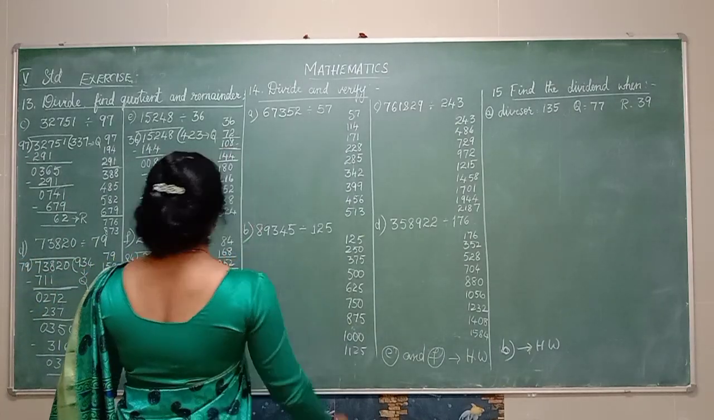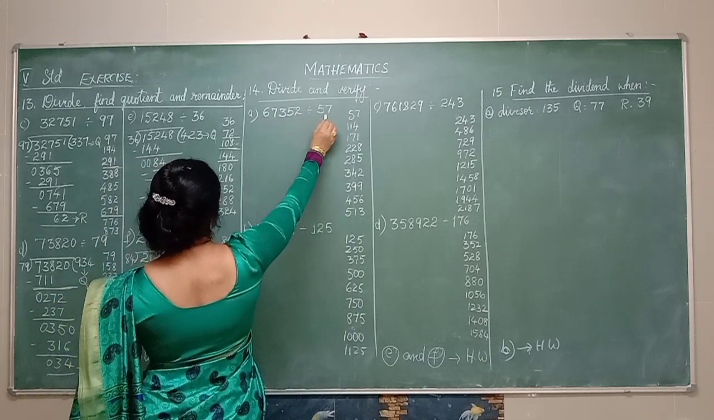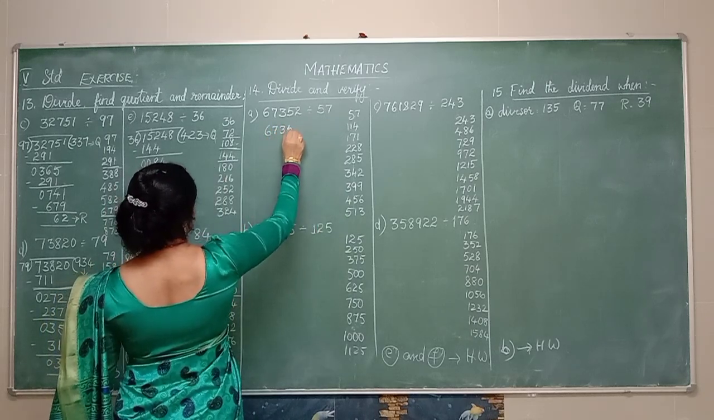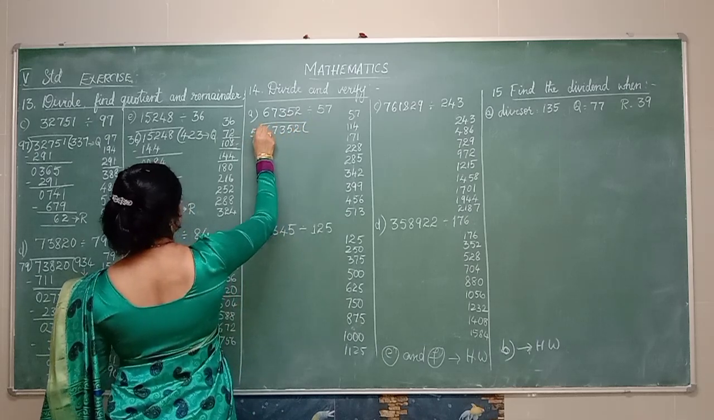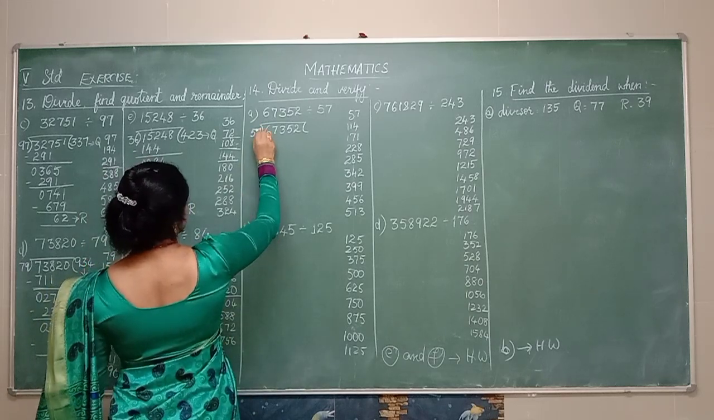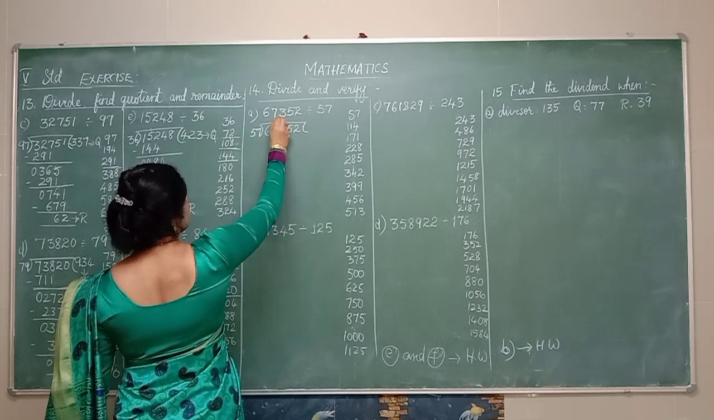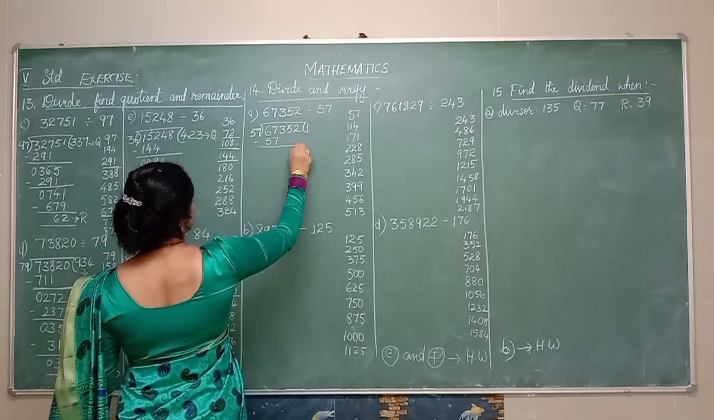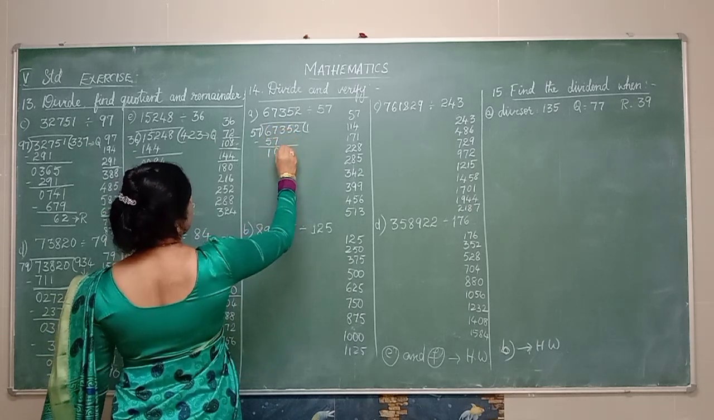Now let us go for the next one. It is 67,352 divided by 57. Now 2 digits. Here also 2 digits. But 67 is bigger than this, so you can go for 1s. 1s. It is 57 minus 7 minus 7 0. 6 minus 5 1. Bring this 3 down.